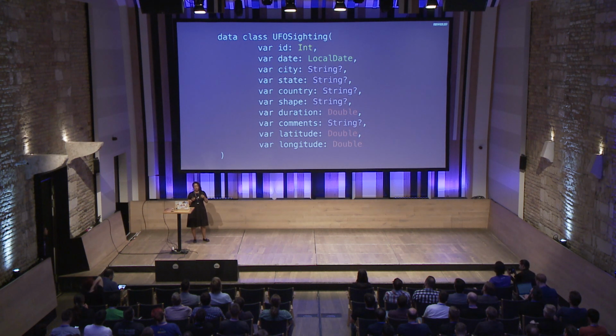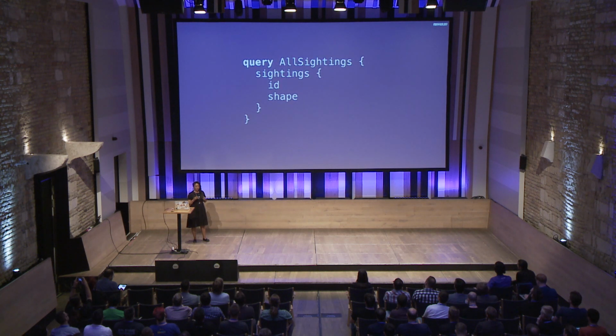In order to understand the different examples that I'm going to show you today, we need to understand this Kotlin data class. This is how we are representing a UFO sighting in this entire sample app that I'll show you. And then we're going to look at how GraphQL allows you to get this data and to choose specifically the pieces of it that you're interested in. So let's start with what a GraphQL query looks like.